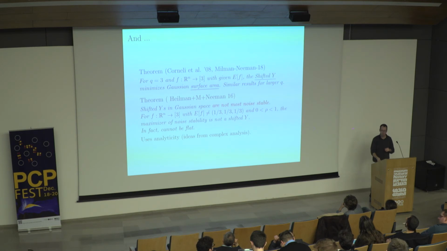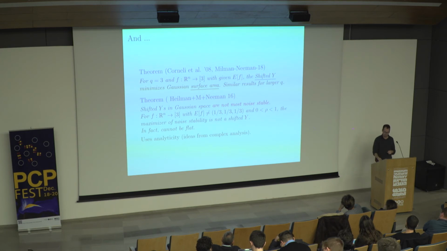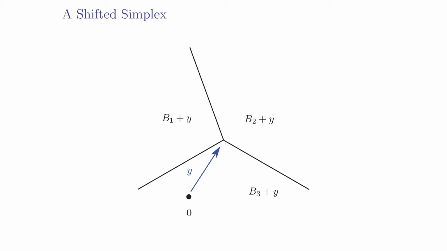So it's not even a local optimum. The shifted y is not a local optimum. Right? So we prove that exactly. It's a variational argument that shows that it's not even local. Good. Okay, so this is a shifted y. Now it's called a shifted simplex. P sign, simplex, and y, they're all the same.